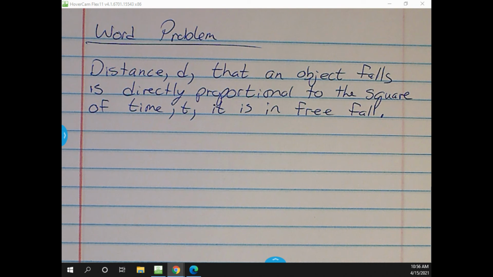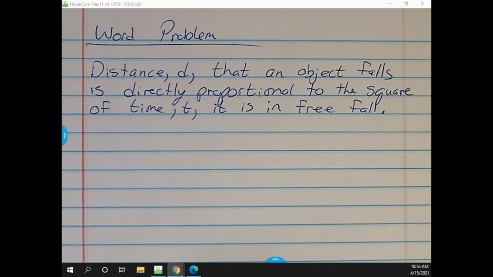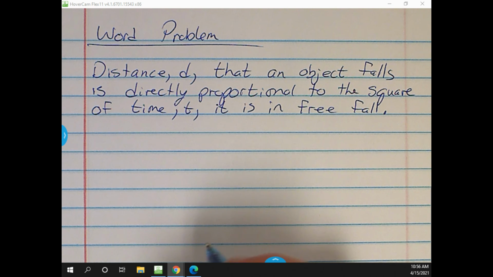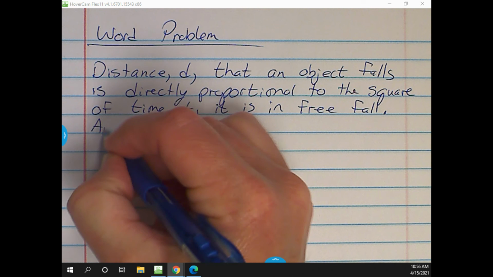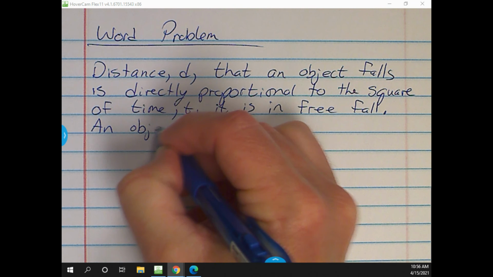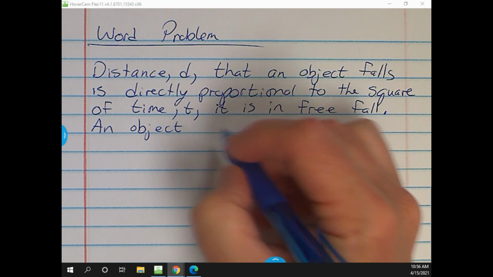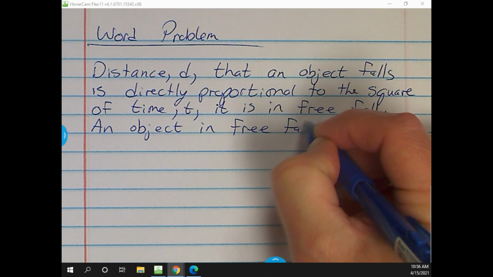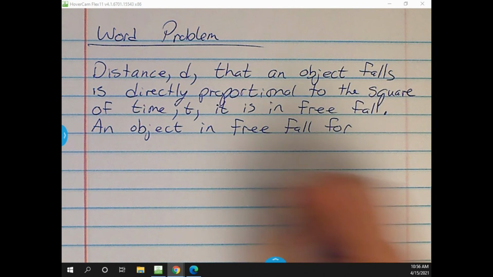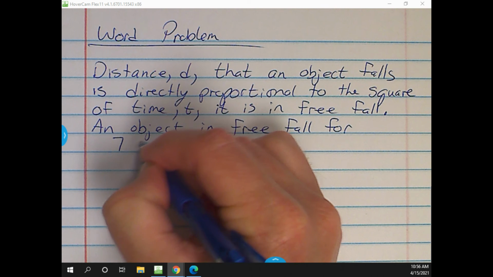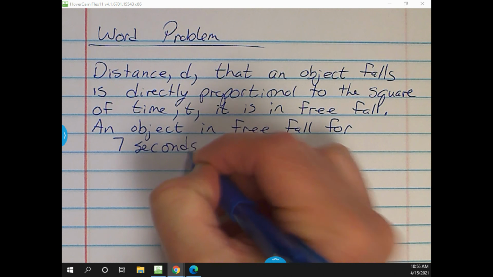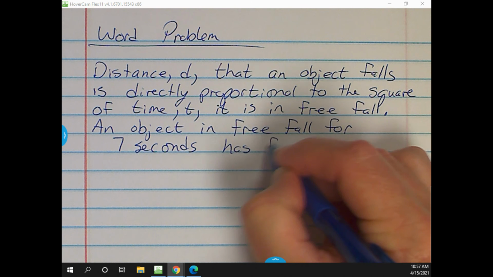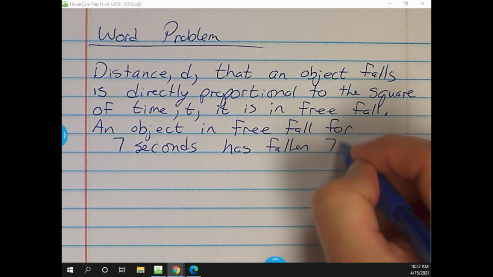Okay, I'm going to break this up into three parts. They're not going to have bullets beside it, but we're going to have three sentences here so we can see it. It says an object in free fall for 7 seconds has fallen 784 feet.